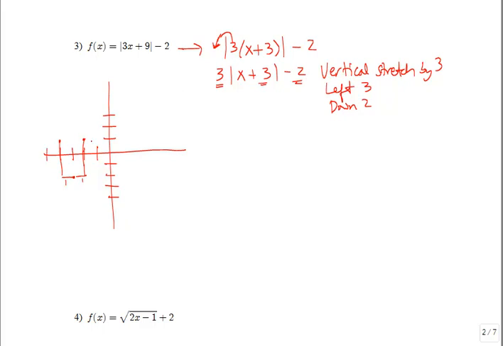And if you wanted to do it again, from these points you would go over 1, and then you would go up 3. Over 1, up 3. And now you have a couple dots on either side to give you that V shape. So this graph right here in black is my new graph. Much steeper than a normal V would be because of that vertical stretch.